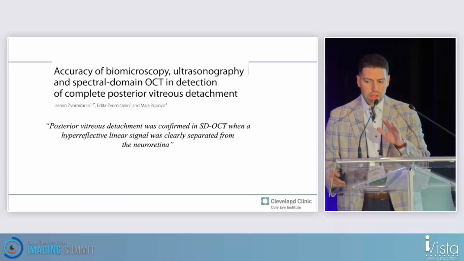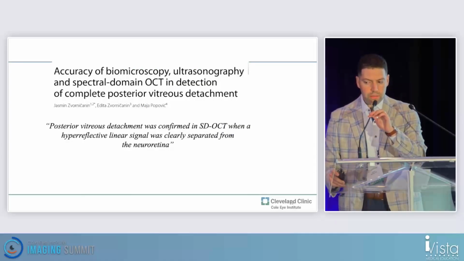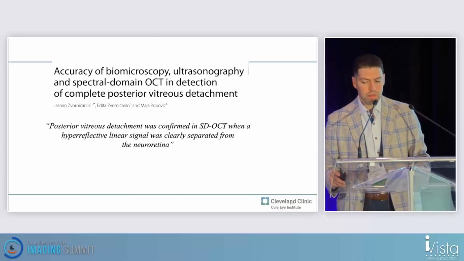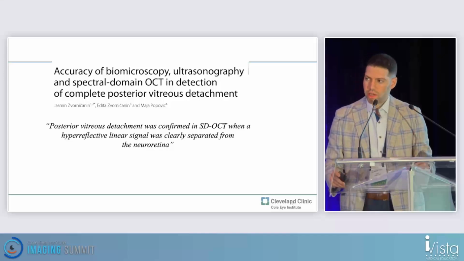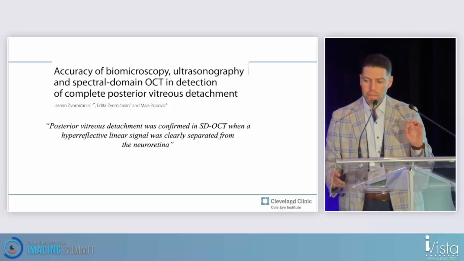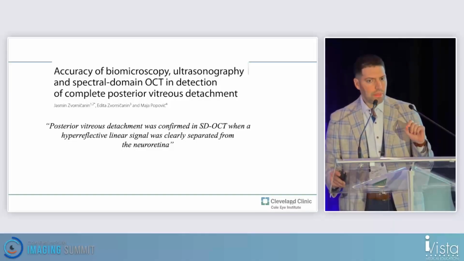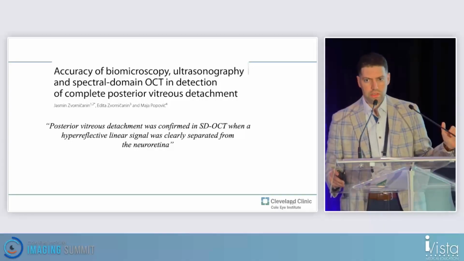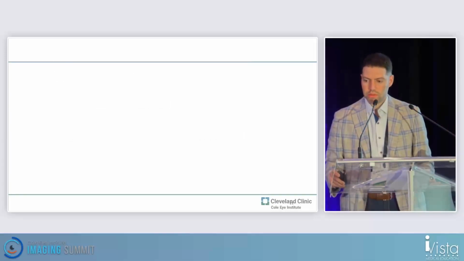This is another study looking at the accuracy of biomicroscopy, ultrasonography, and OCT in detecting a complete PVD. And in their methodology section, they define how they look at PVD. They confirm it when a hyperreflective line was clearly separated from the neuroretina. So if it was just separated from the neuroretina but still in the picture, they're going to call that a PVD. But that's not really a complete posterior vitreous detachment.